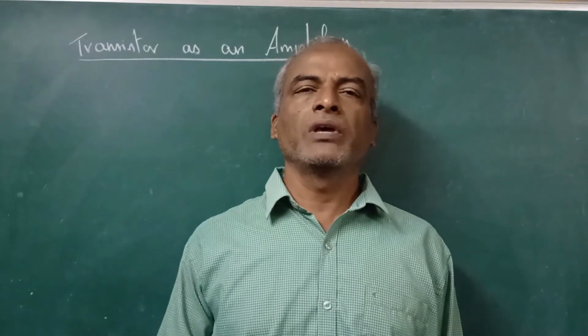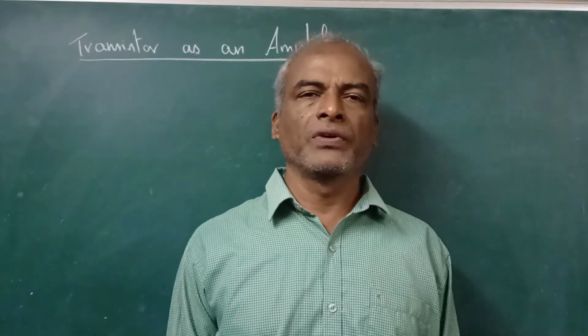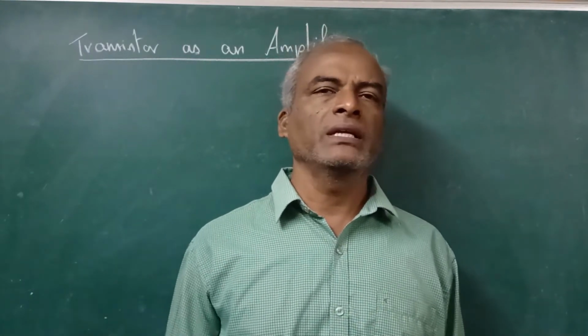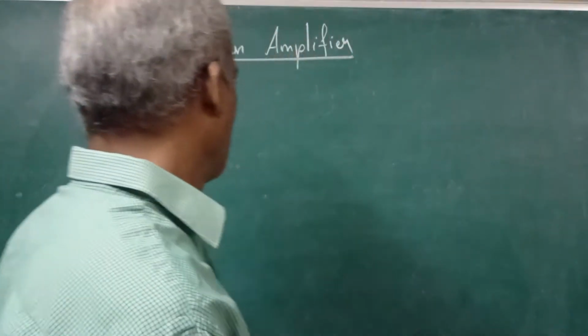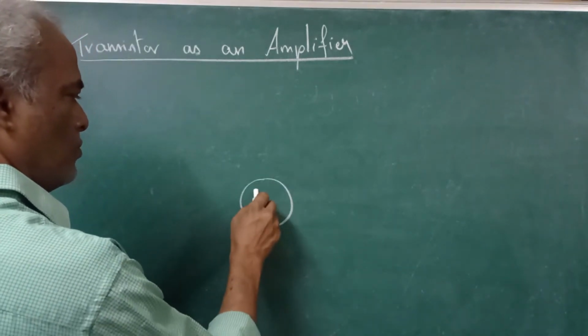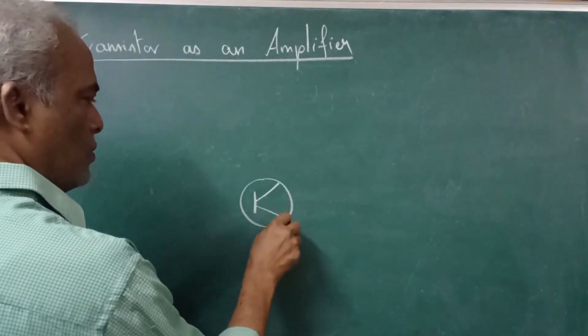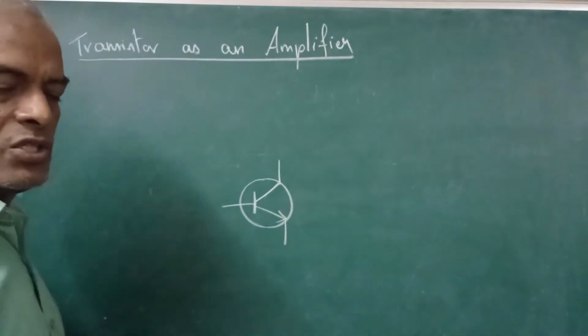Viewers, today we are going to see about designing an amplifier using a transistor, a bipolar junction transistor. First we will draw the transistor, and the gain of the transistor is known.